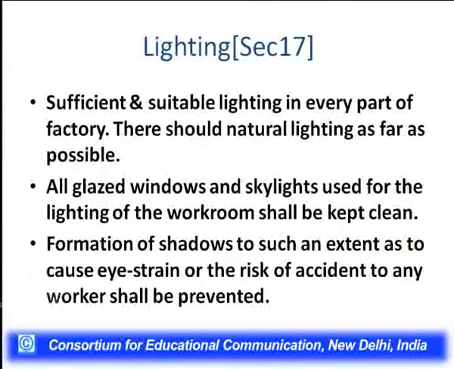Then Section 17 is regarding lighting. Sufficient and suitable lighting in every part of the factory should be there. There should be natural lighting as far as possible. Then all glazed windows and skylights used for the lighting of the workroom shall be kept clean. And formation of shadows to such an extent as to cause eye strain or the risk of accident to any worker shall be prevented.